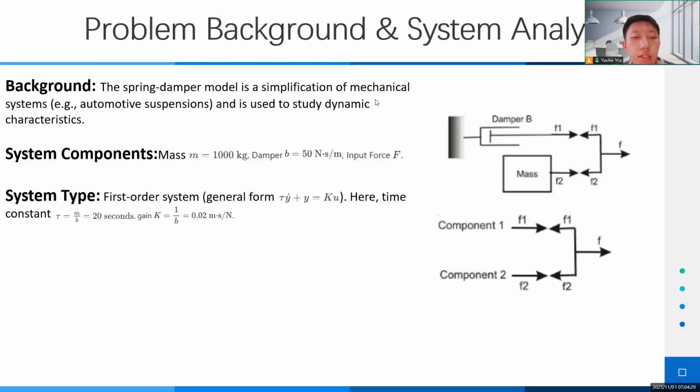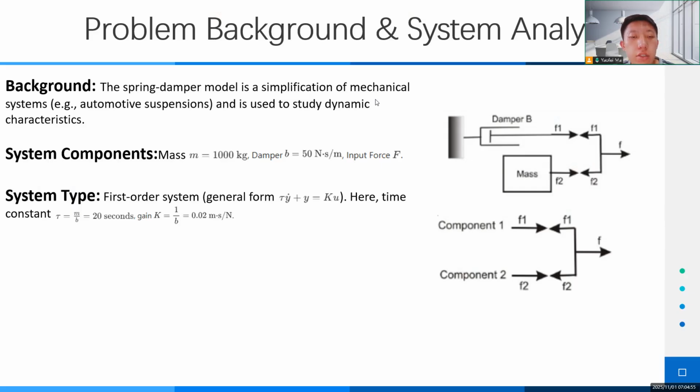First, let's understand what this system is about. The spring damper model is a simple way to represent a mechanical system, like the suspension seen in a car. We use it to study how the system moves and responds. Now let's look at the system parts and key values.